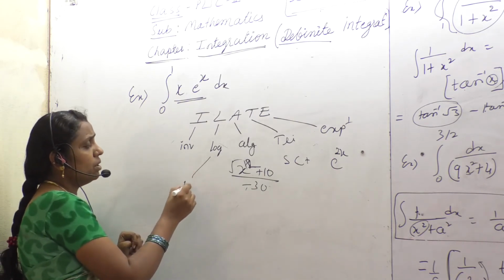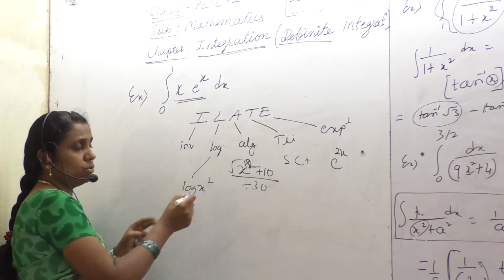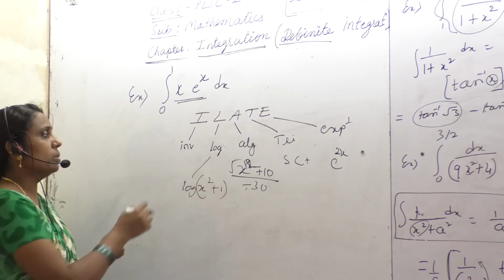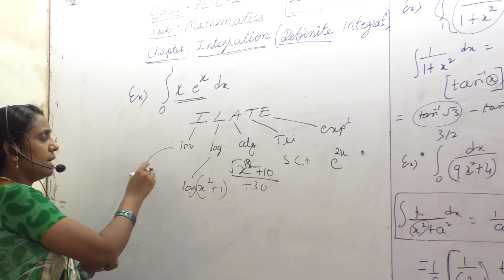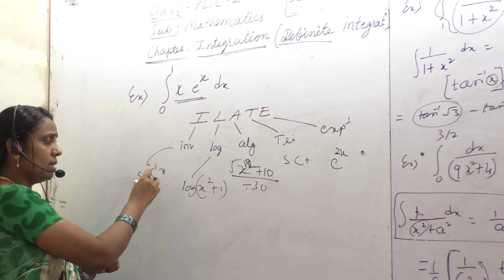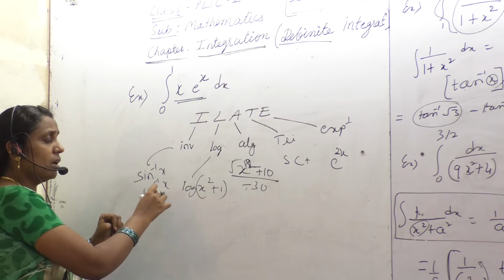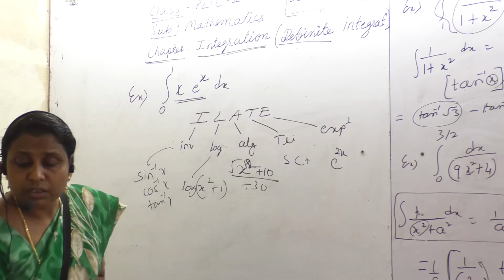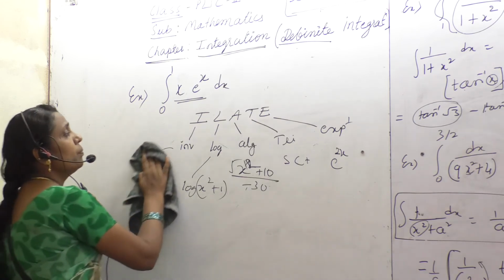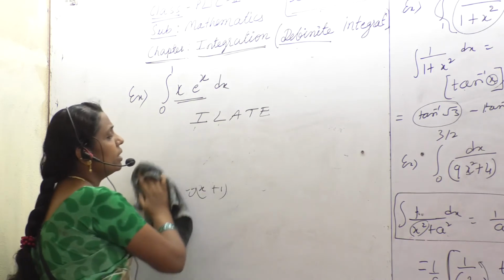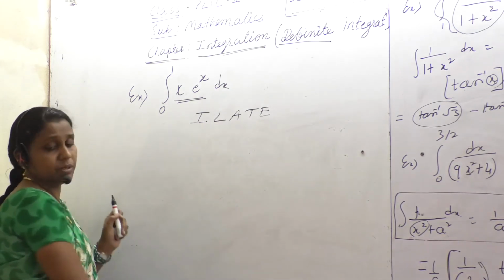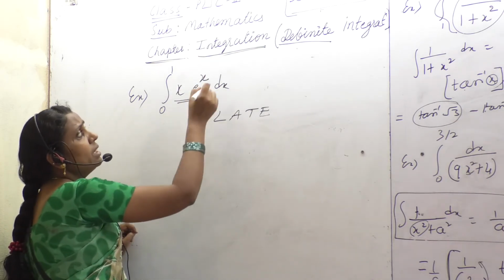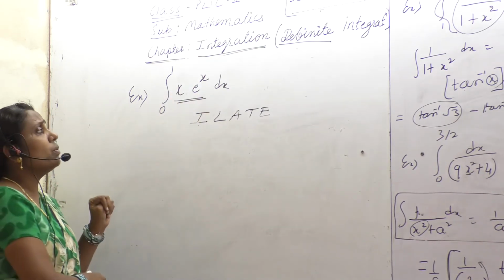Log, as you understood, is like log x square, that is 2 log x, or log of x square plus 1. So it should be in terms of log. Inverse function means sine inverse, cos inverse, tan inverse, cot inverse, all these things you know already. So I means inverse function. The rule is to give priority according to the order it comes. So if an inverse function is there in the combination, you have to take that as first.